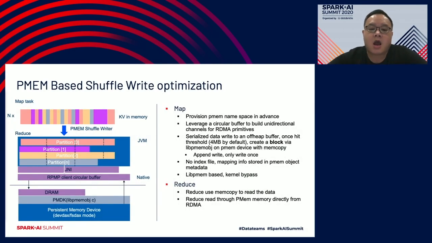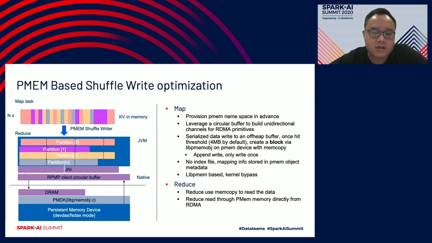So on the write to drive part, we implemented an optimized pmemory shuffle writer based on the lib pmemory object. On the map phase, we will provision the pmemory namespace in advance. We are currently leveraging a circular buffer to build a unidirectional channel for RDMA primitives.